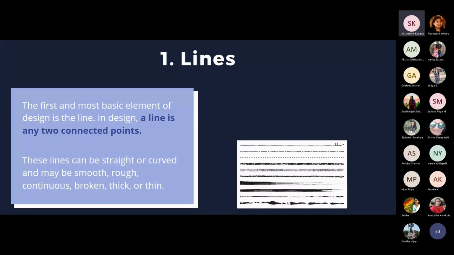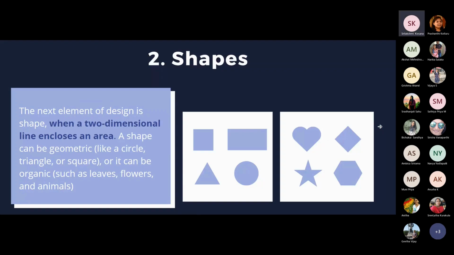And the second one is shapes. The next element of design is shape. It might be freehand or regular shapes like circle, triangle, anything, such as leaves, flowers, or animals. Anything can be used as a shape in the design.